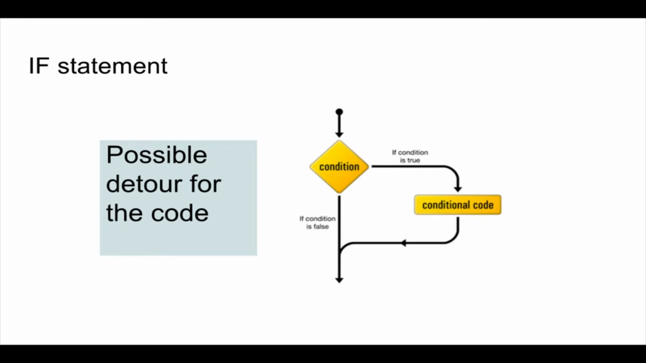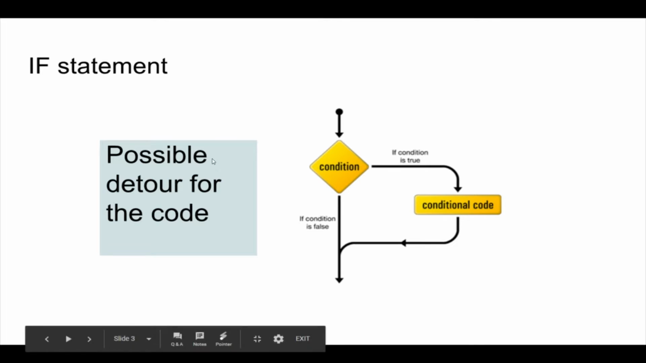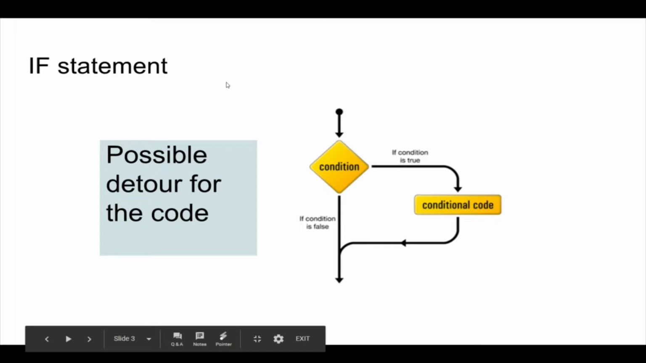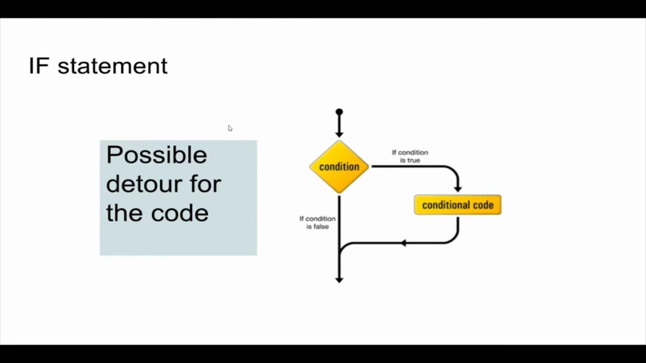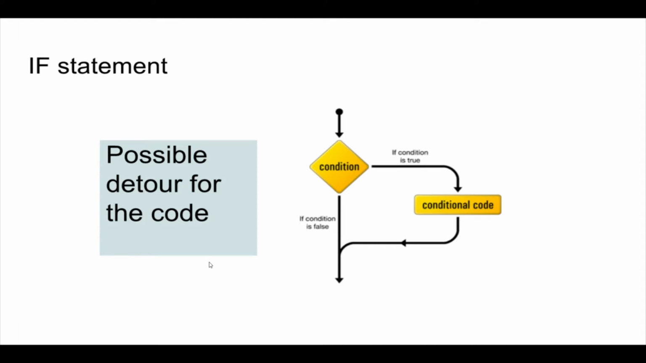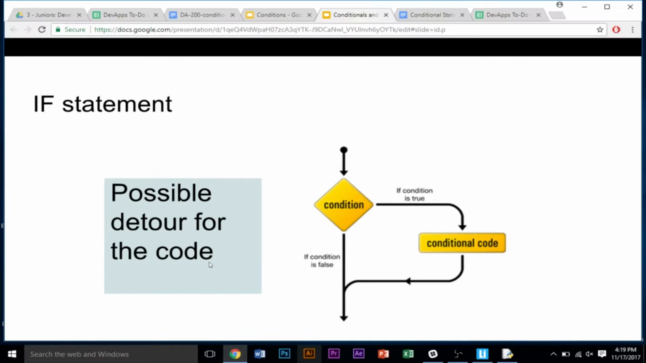So the first conditional statement is an if statement, and this is a possible detour in the code. It's a great illustration of what it would be. You have one condition and one conditional code. If the condition is false, you do nothing, like AJ said, when you get to the fork in the road. If it's true, you run a certain line of code. If it's not true, you just keep going and run the next line of code. And we can show you guys how that works in IDLE.